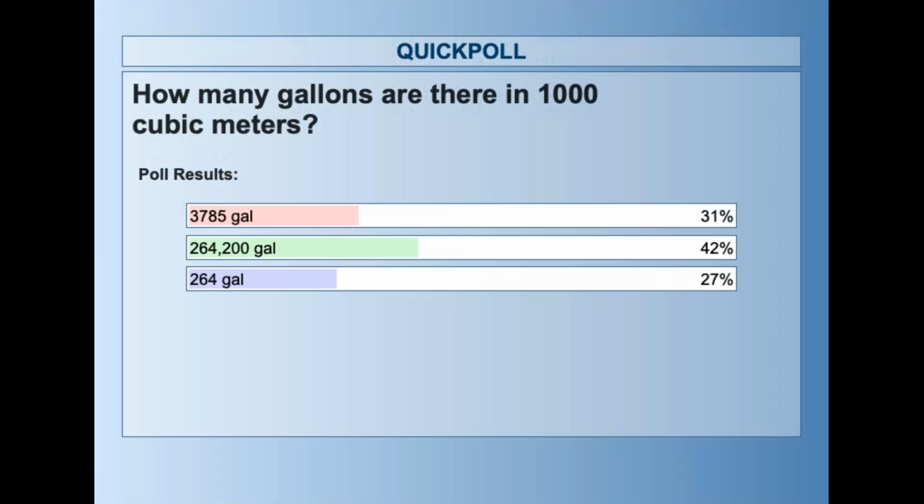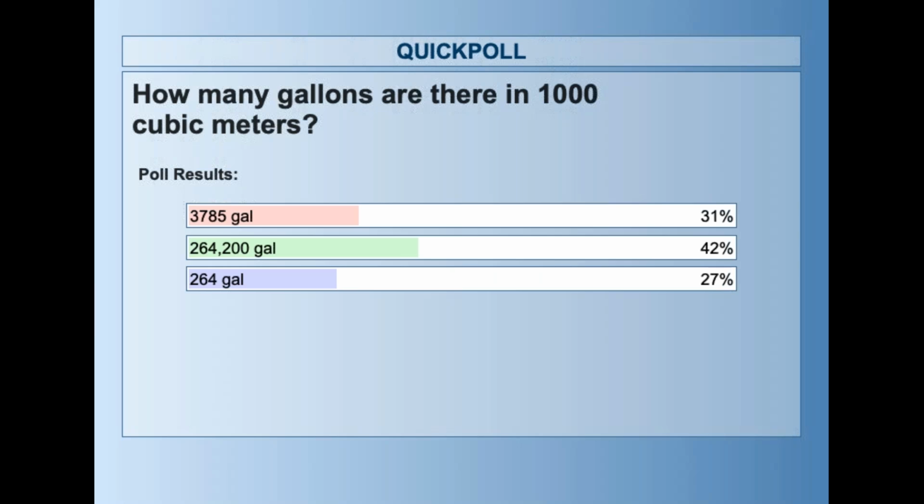All right, James. So we got kind of a mixed bag here. 31% of people said A, 3,785 gallons. 42%, so the highest amount, said B, 264,200 gallons. And then 27% said C, 264 gallons.